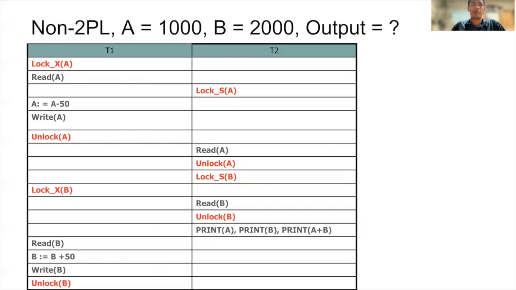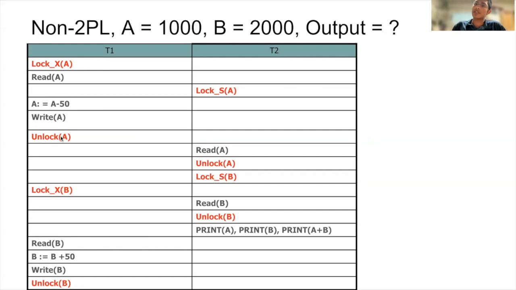So let's go through a few examples. Here's a schedule with no two-phase locking. A is going to be 1,000, B is going to be 2,000, and we want to see what our output is. Here in our output, let's say first, T1 is going to lock X of A. Then it's going to read A. It's going to update A to subtract 50 from it, and then it's going to write A and unlock A.